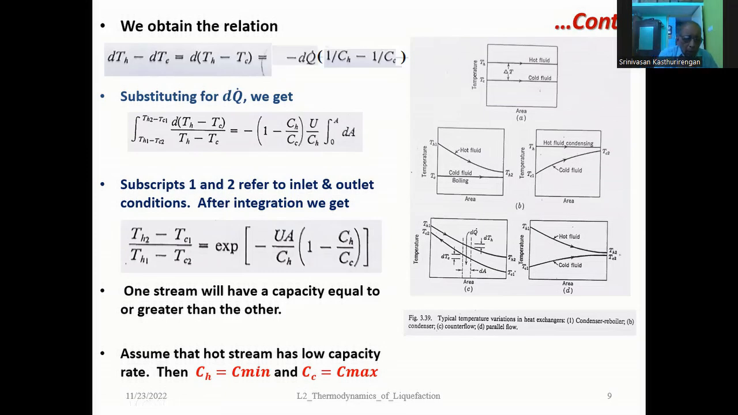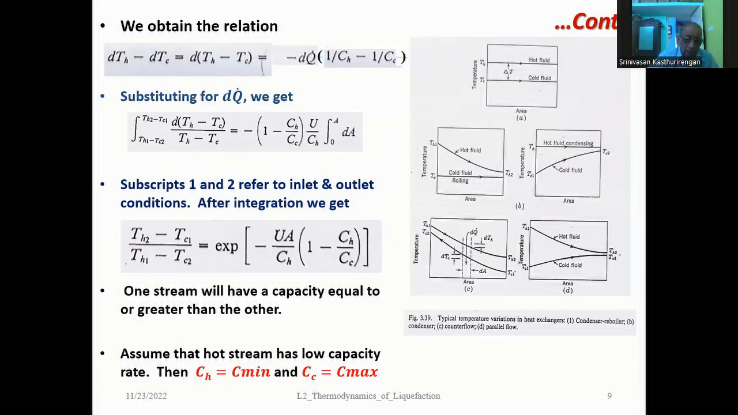Now, we have got an expression for Th2 minus Tc1 divided by Th1 minus Tc2 in terms of the heat transfer coefficient and the heat capacities of the fluid flows. Now, let us assume that the hot stream has a low heat capacity rate. I'm saying rate because there is a mass flow rate for the fluid, so mass flow rate multiplied by the specific heat will give you the heat capacity rate.